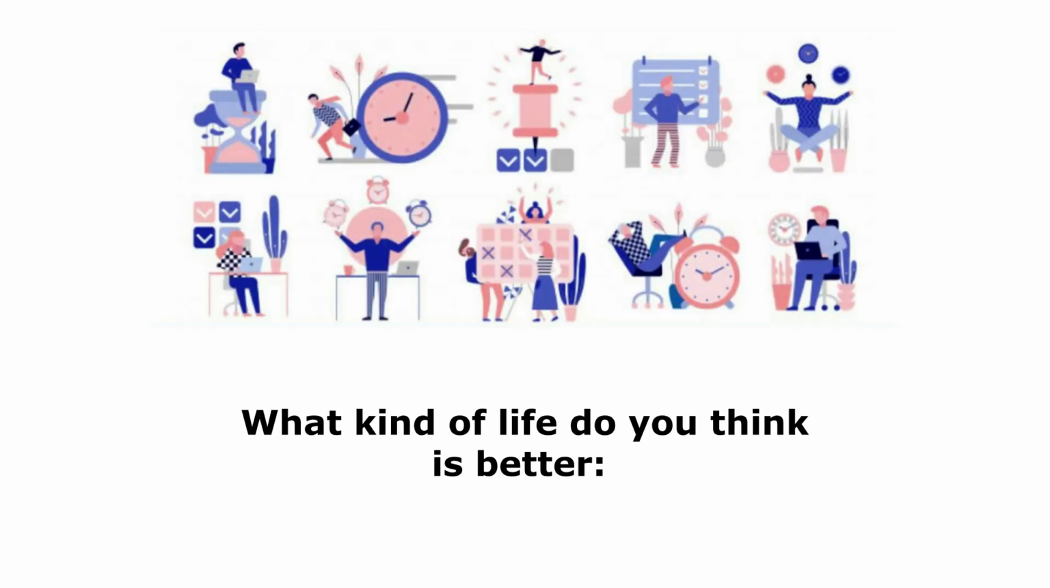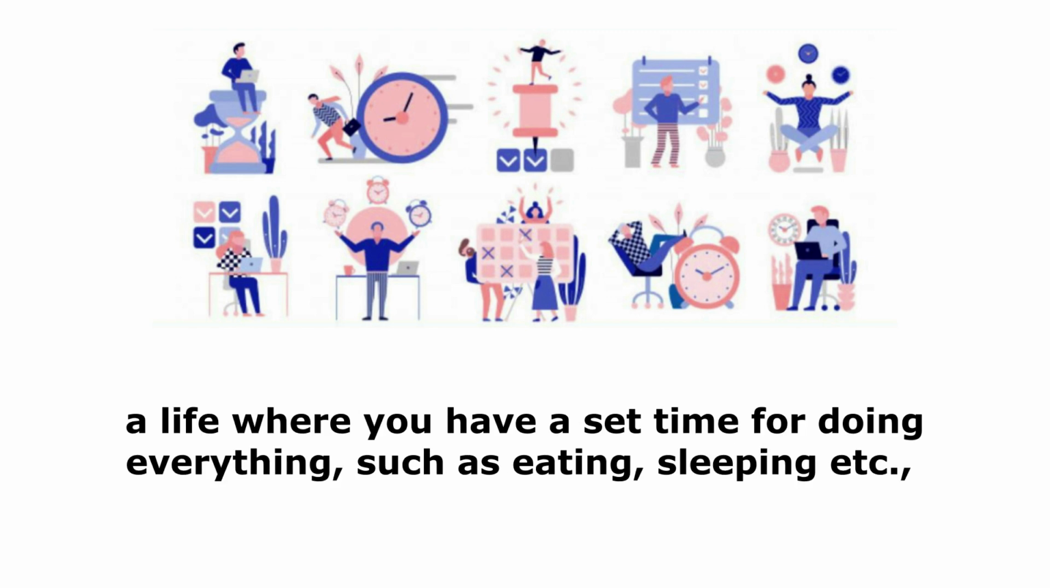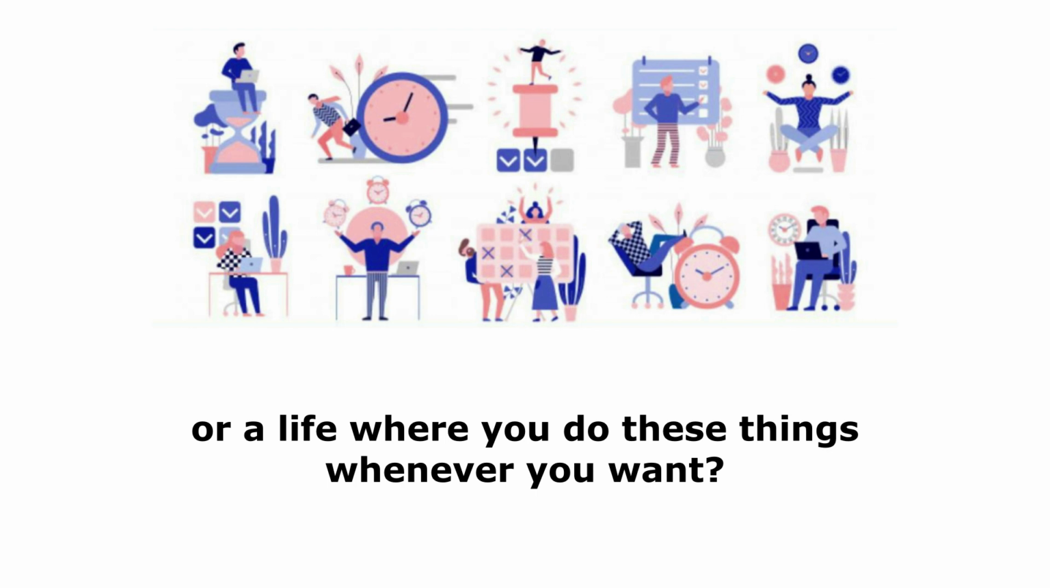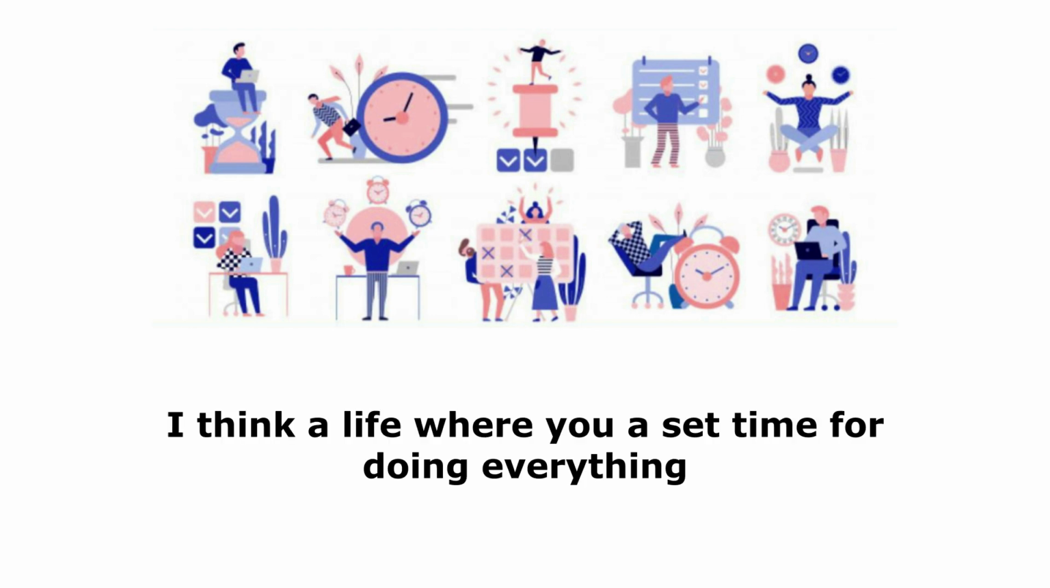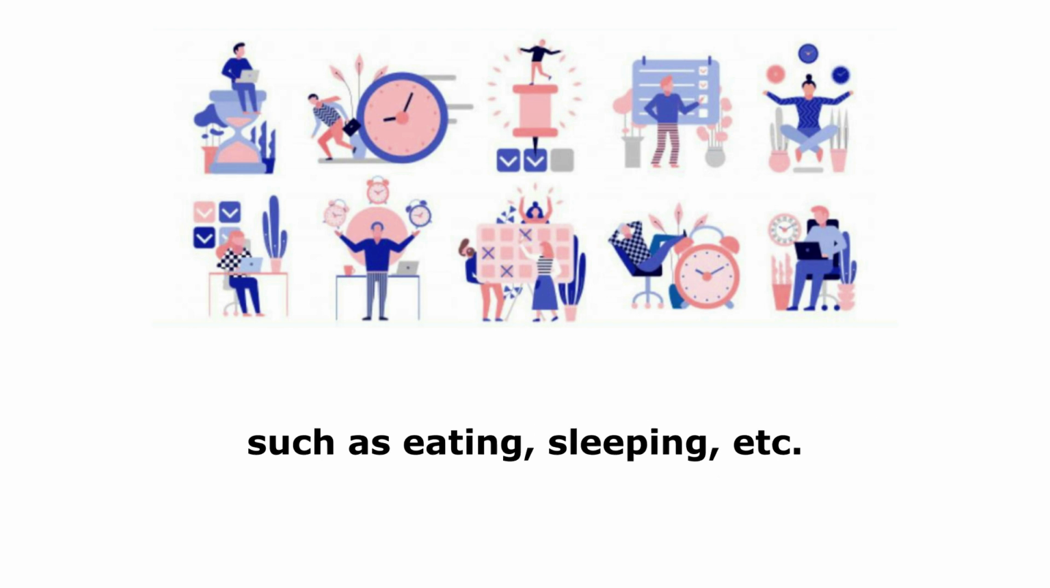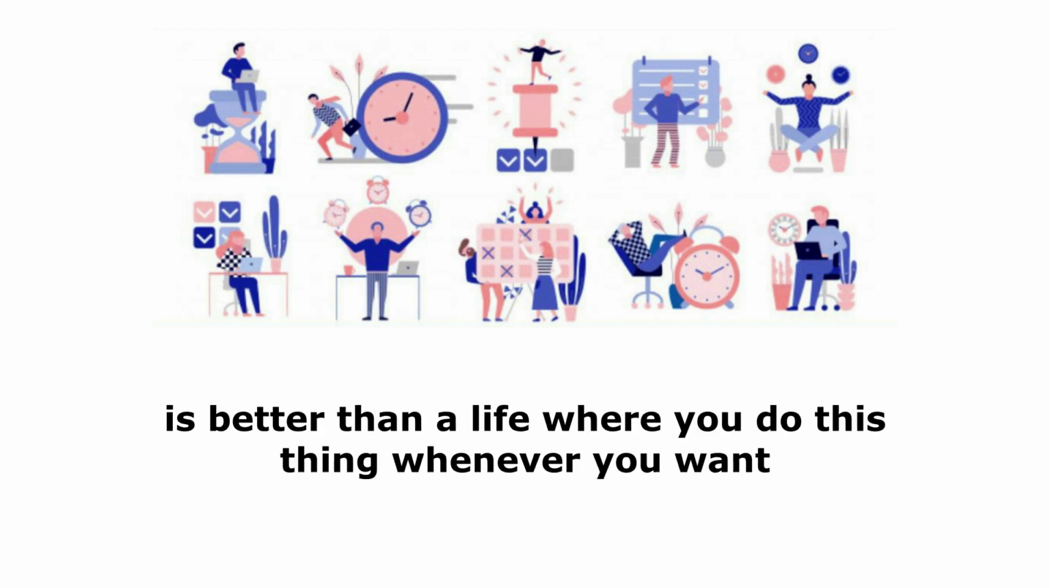What kind of life do you think is better? A life where you have a set time for doing everything, such as eating, sleeping, etc., or a life where you do these things whenever you want? I think a life where you have a set time for doing everything, such as eating, sleeping, etc., is better than a life where you do these things whenever you want.